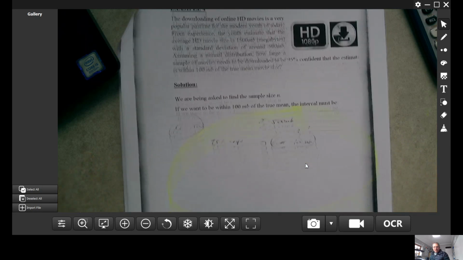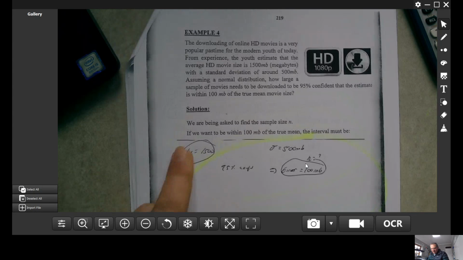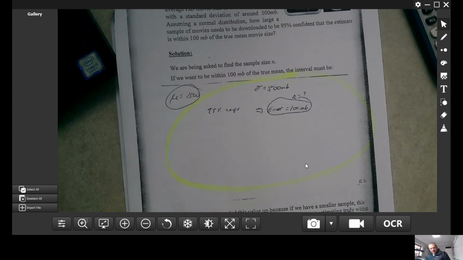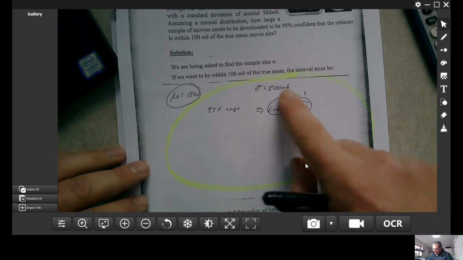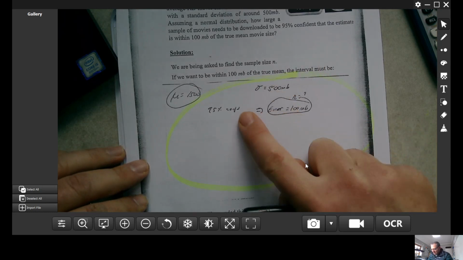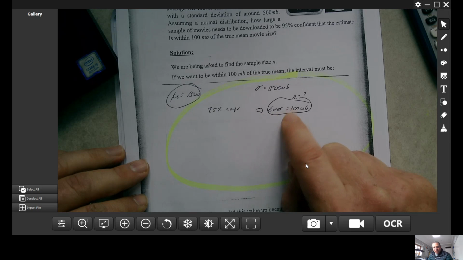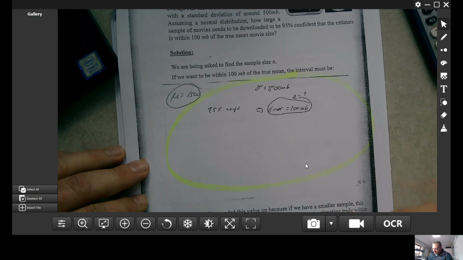Okay, so we're looking at error. The guessed mean is a certain amount, but we actually don't even need that value; it doesn't affect things. If we're working with a standard deviation of 500, and we want a 95% confidence that the error is within 100, regardless of what mu is, go find what n must be. So what gives you your error?